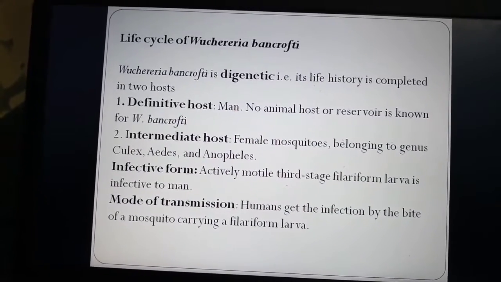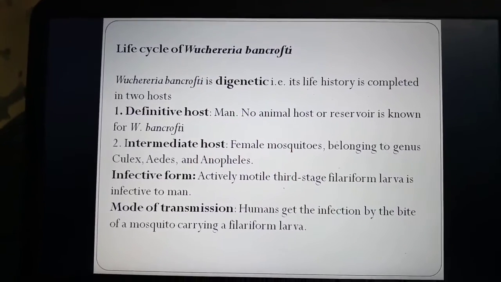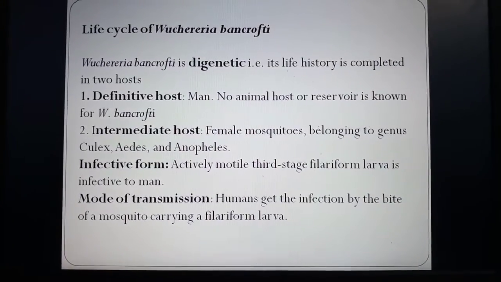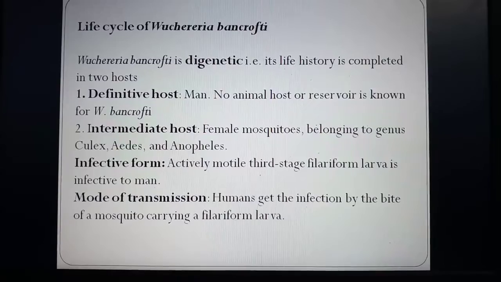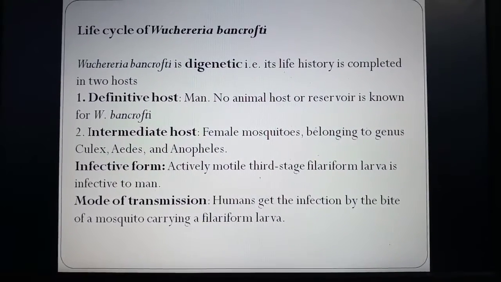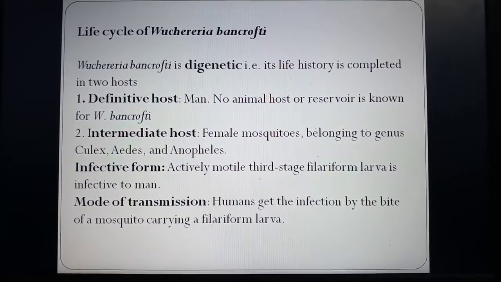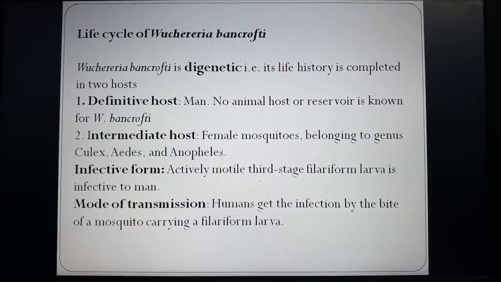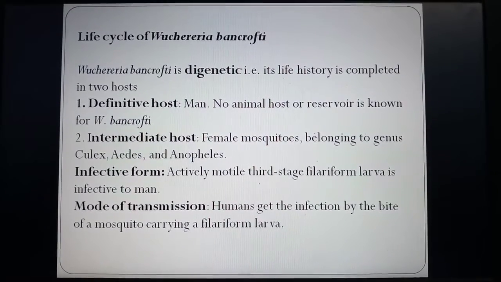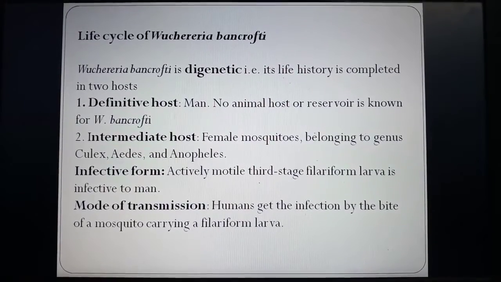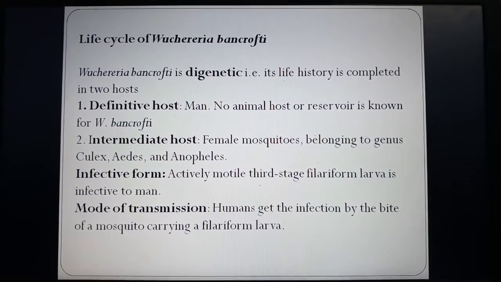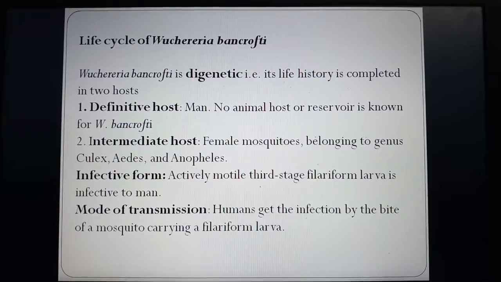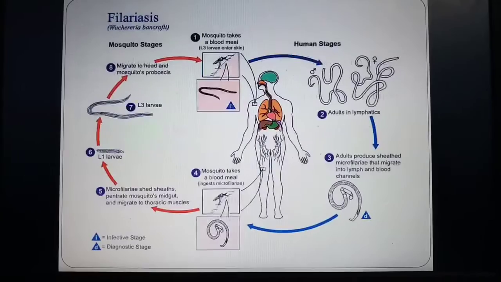Number 2 is the intermediate host, that is female mosquitoes belonging to genus Culex, Aedes, and Anopheles. Infective forms: actively motile, third stage filariform larvae is infective to man. Mode of transmission: humans get the infection by the bite of a mosquito carrying filariform larvae.